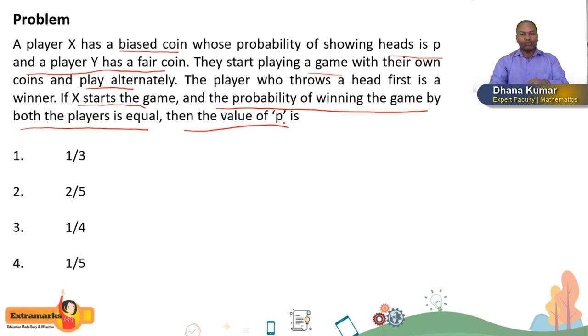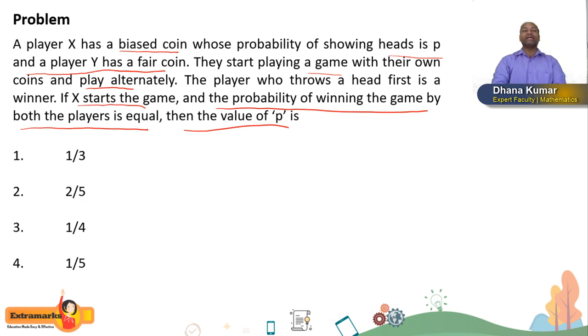then the value of P is dash. Probability of winning the game by both players equal, then the value of P. Here you observe this one small point. First X starts the game, tosses a coin. Next Y, because alternately, and again X, Y, like that. How many times he has to toss? It is not mentioned here. It could be 10 times or 5 times or 20 times.